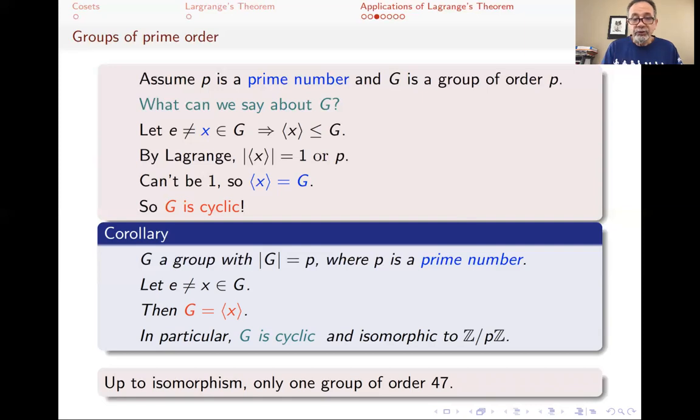By the way, this is not true of groups of order 48 or 46. There's not just one of them. There are quite a few more of them. But for 47, there's only one.